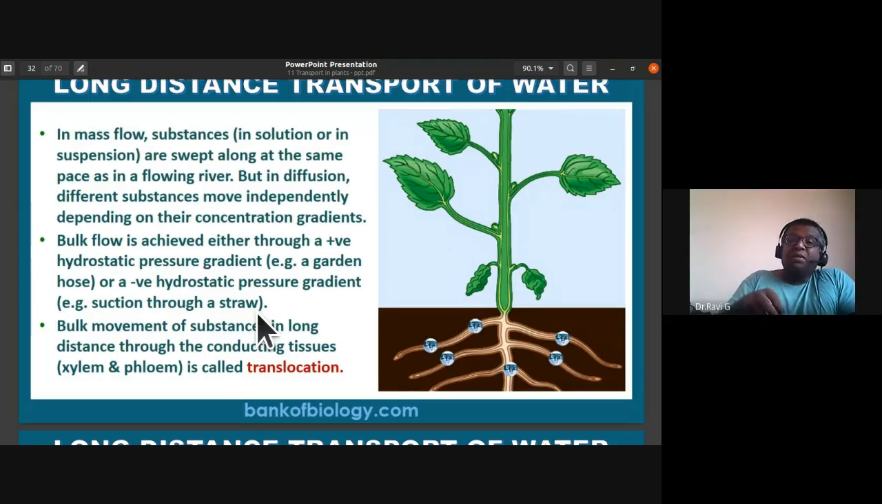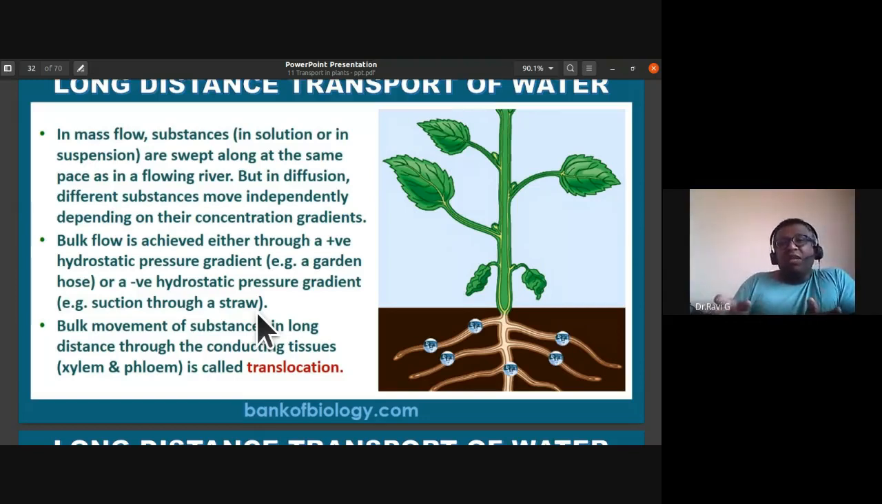For that to happen, there should be a suction force, or a negative pressure should be created. So in plants, it is created by transpiration. They have given the example of suction through a straw. This implies sucking soft drinks through a straw pipe. That is the example they have given for negative hydrostatic pressure gradient in plants, where the suction force is created by transpiration.